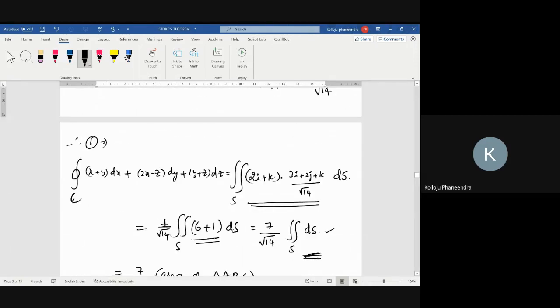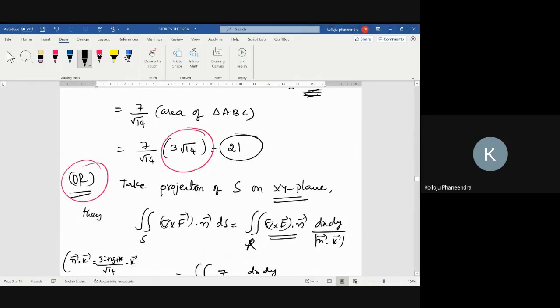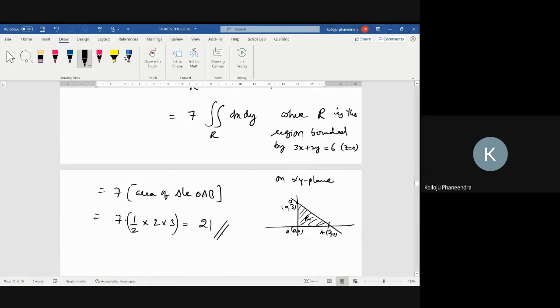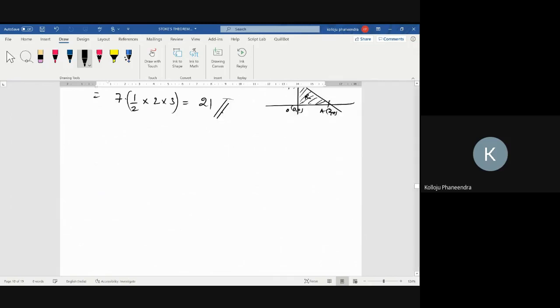And to evaluate the surface integral, I have taken projection on the xy plane. So this becomes this. And as usual, R is the region bounded by this line in the xy plane, that is the area of the triangle OAB. 21 is the answer. Okay, next problem.